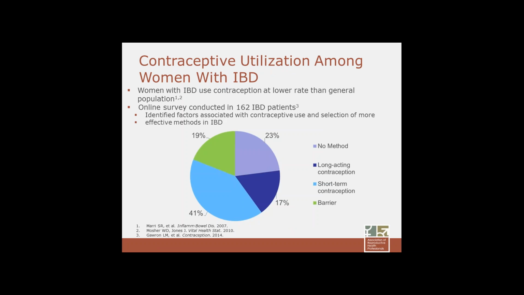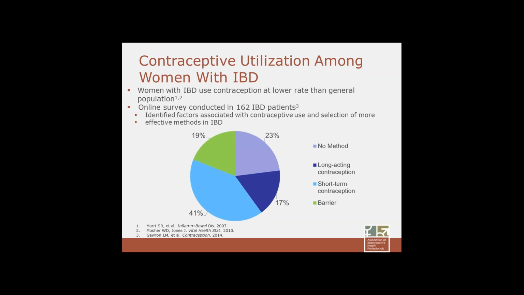So what do we know about contraceptive utilization among women with IBD? There are some older studies looking at this showing that women with IBD use contraceptives at a lower rate than women in the general population. And that might be multifactorial. It may be that women are not counseled. They don't think that they can get pregnant because of their disease, and that's simply not true.